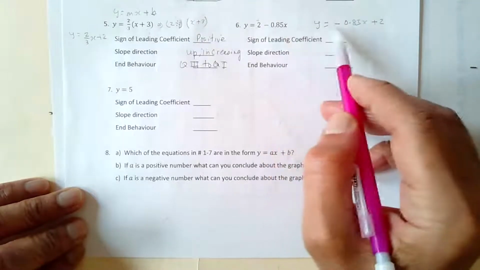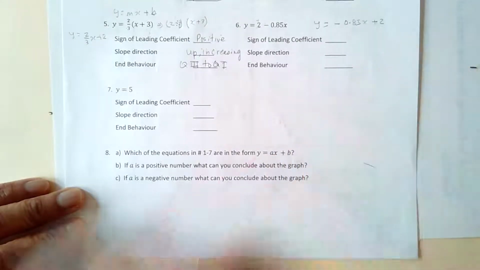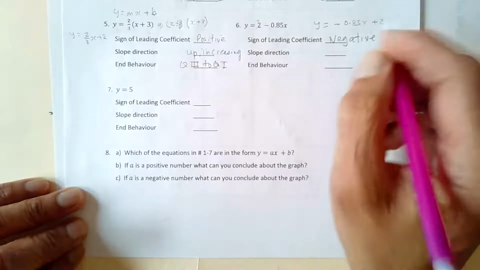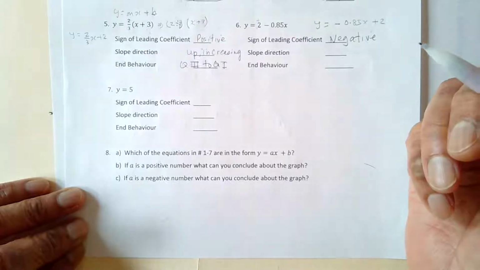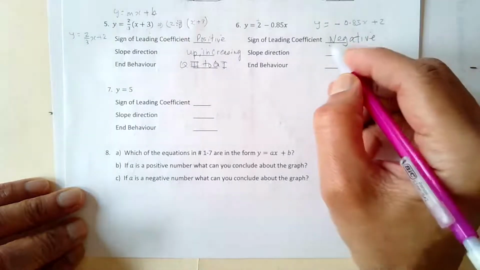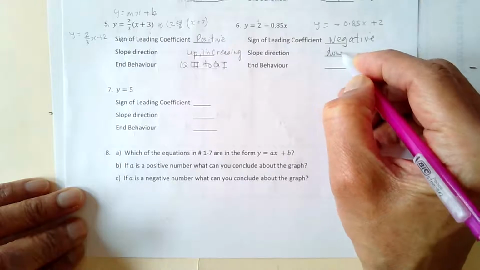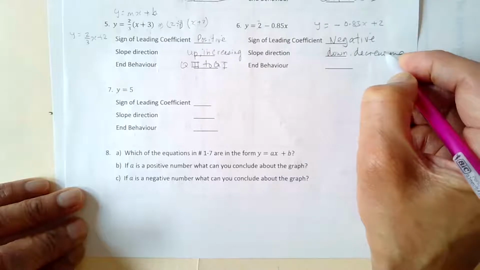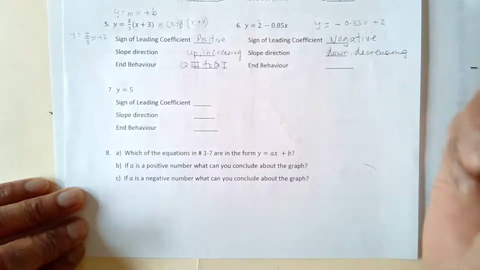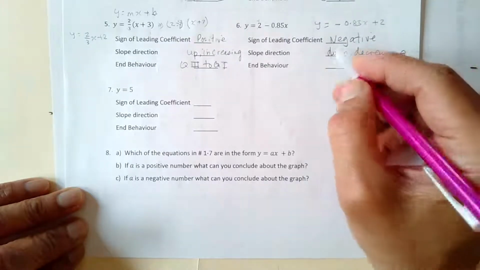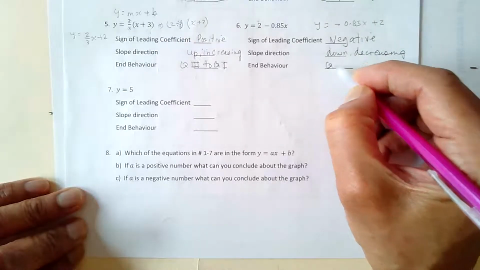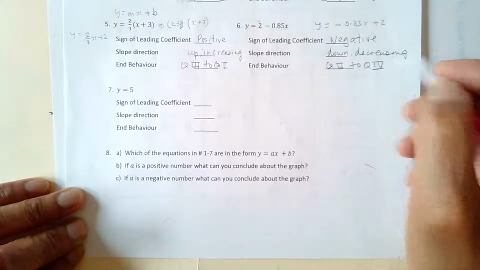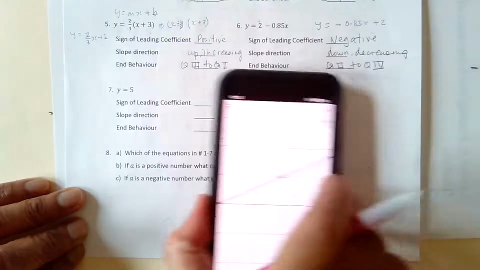But let's look at this. The sign of the leading coefficient, you can see it's negative. So be careful with this. If it's negative, we know what's happening: it's going down, or decreasing. And the end behavior is going from quadrant 2 to quadrant 4.